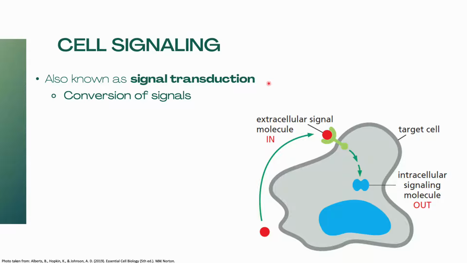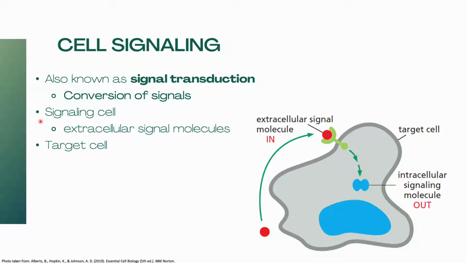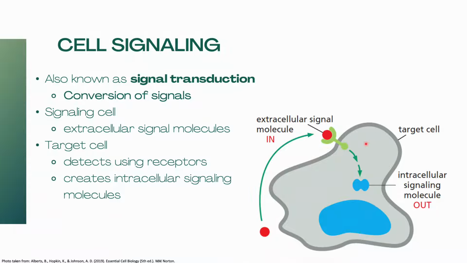There are two types of cells involved in cell signaling. The first one is called the signaling cell, and this is the cell that creates the extracellular signaling molecules. Another cell receives this molecule, which we call the target cell. It detects the signal molecule using a receptor, and it then creates an intracellular signaling molecule that the rest of the cell can understand. So here you can see an example of the conversion at work. Here the cell is converting the extracellular signal into an intracellular signaling molecule.